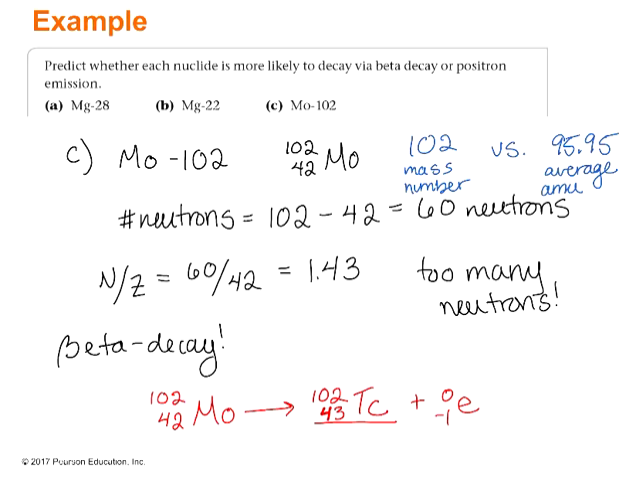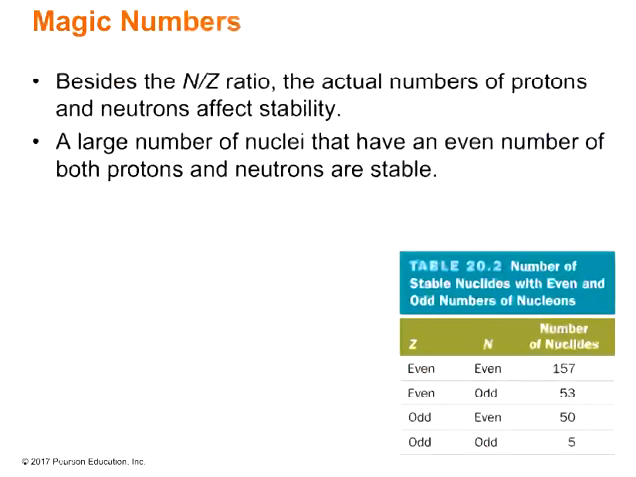Okay, in the next video, what we'll do is go over some of the worksheet problems that I've assigned. We'll go over worksheet number 2, and we'll also go over worksheet number 3 and number 4. But before we do that, let's just go over really quickly some magic numbers that give us stable nuclides.